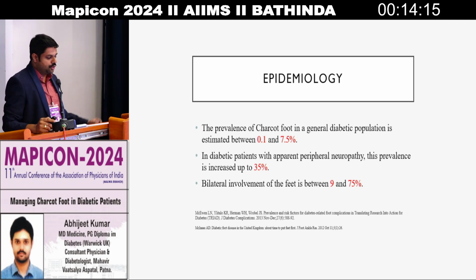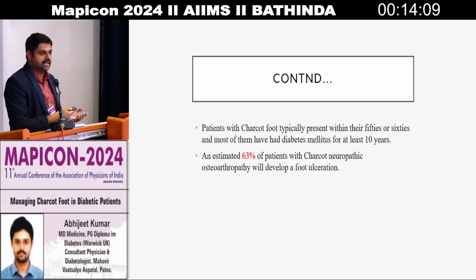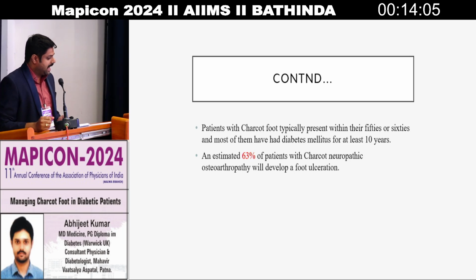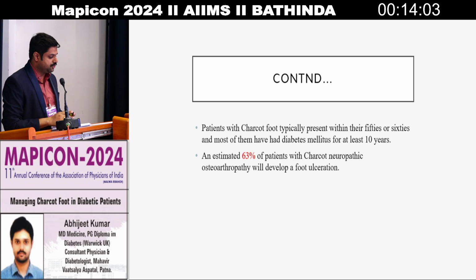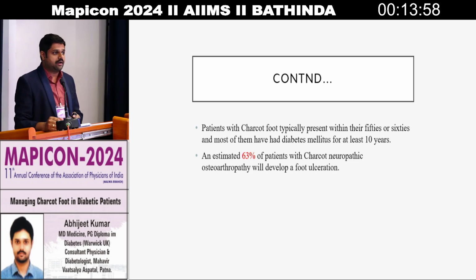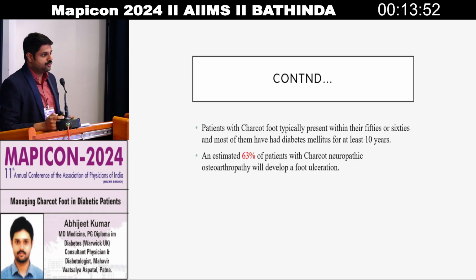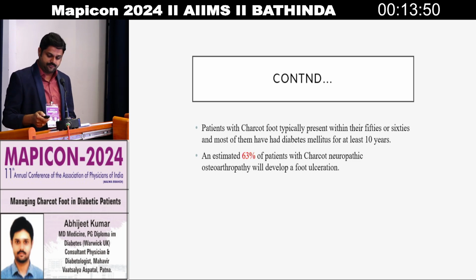This disease mostly presents in the 6th and 7th decade of life, and most of the patients have a long-standing history of diabetes for a minimum of 10 years. We have an estimated 63% of the patients with Charcot neuropathic osteoarthropathy who in future are going to develop a foot ulceration, and we all know the complications and the difficulties of managing a foot ulcer in itself.